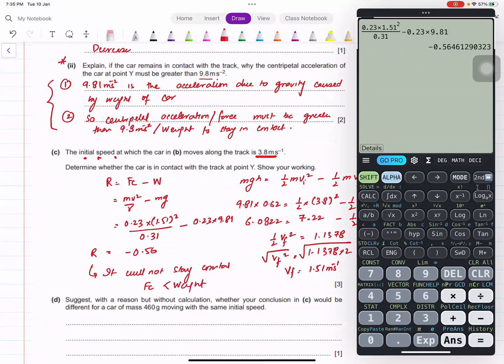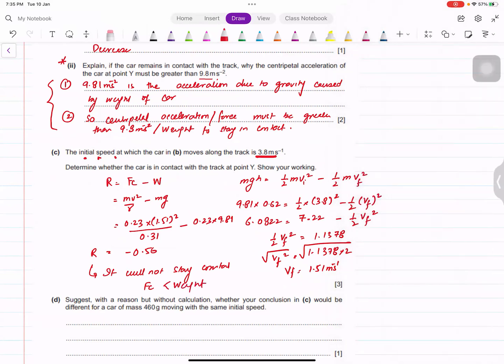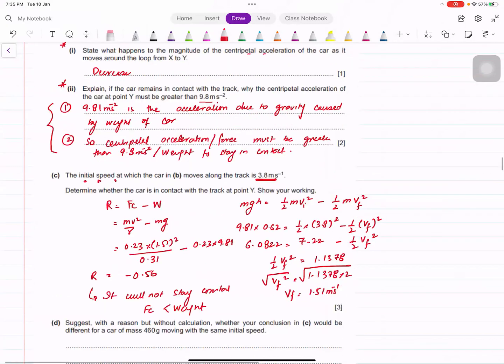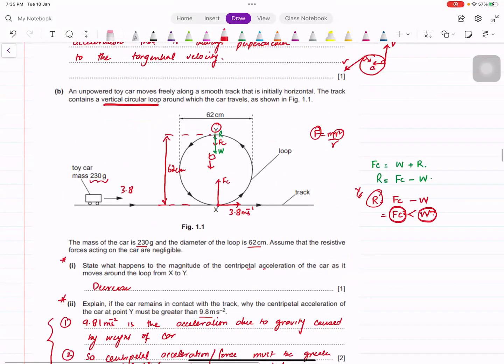Yes. Yes, please. So you found the speed at which point? At the height. That's the Y. At A Y. Y, right?